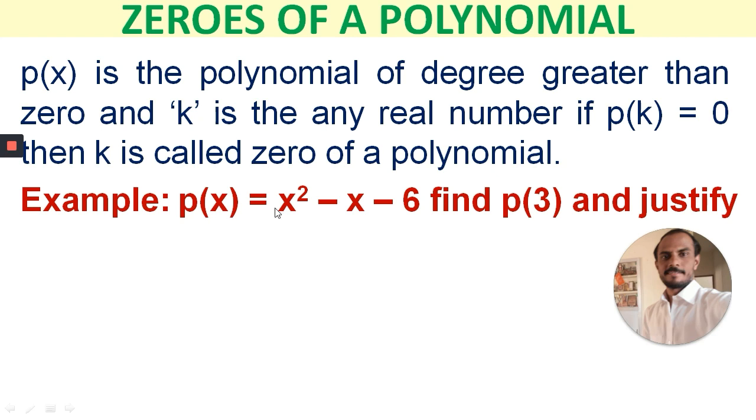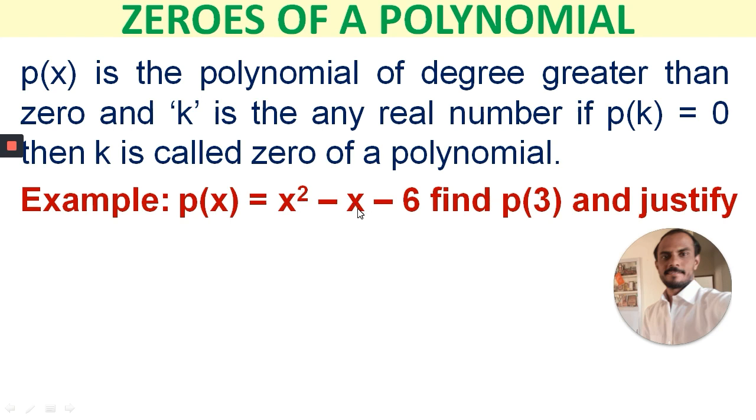P of 3 is nothing but, where the x is there, put the 3. P of x means x is replaced by 3. In the RHS also, x square is there, so in the x you have to put a 3. 3 square minus, as it is, here x is there, x is 3, 3, minus 6. The 6 can't be replaced because it is not the variable. We have to replace the variable only.